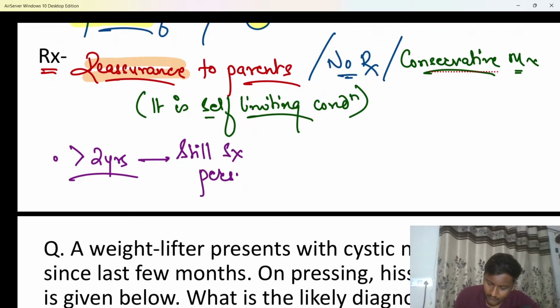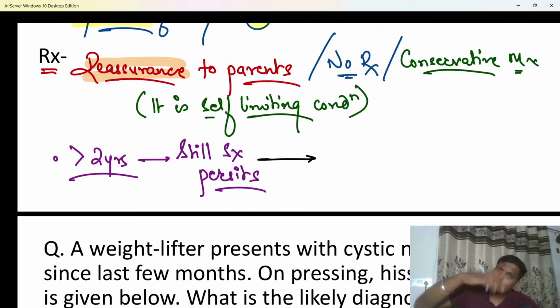then we have to go for surgical management. And what will that surgery be? We will fix the epiglottis with the help of a suture, so that it does not fall repeatedly and cause an obstruction, and then there will be no stridor.